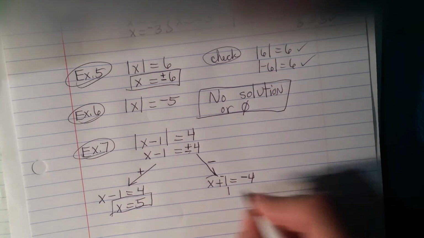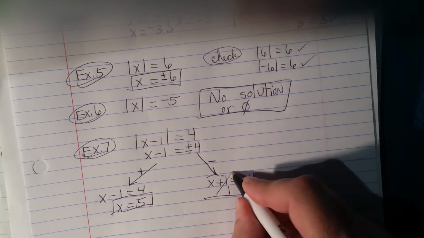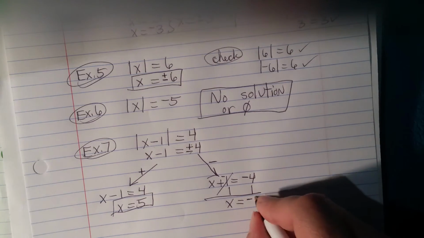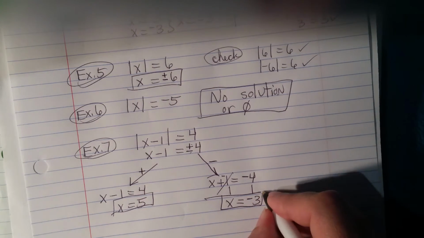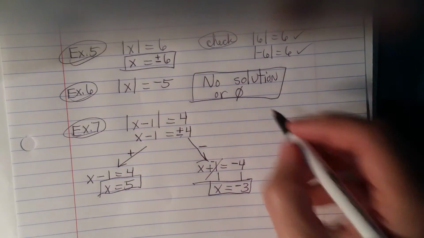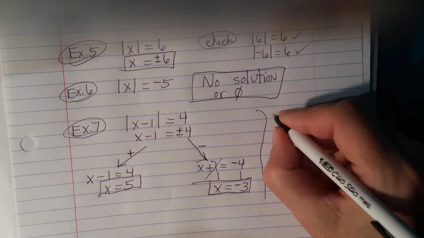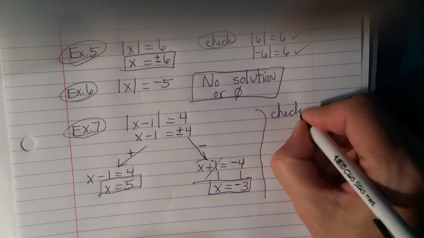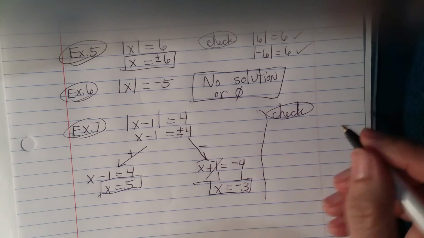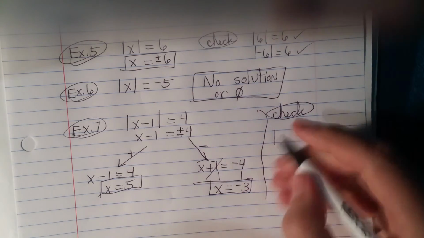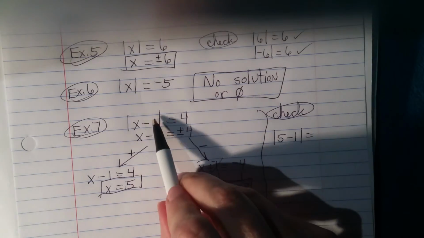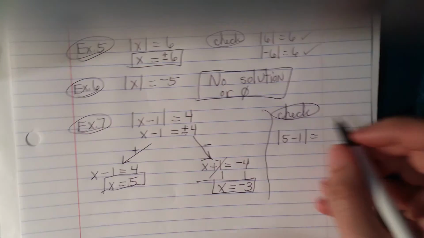So keep, change, change. I'm going to add 1 to both sides to solve it. Negative 4 plus 1 is negative 3. Negative 3 is the other solution. And those are the two answers. It's weird to think that you could get a negative as a solution, but when you check it, it makes sense. So plugging in the 5 first to the original equation, always go back to the original on your checks.